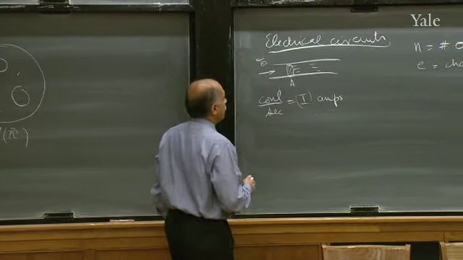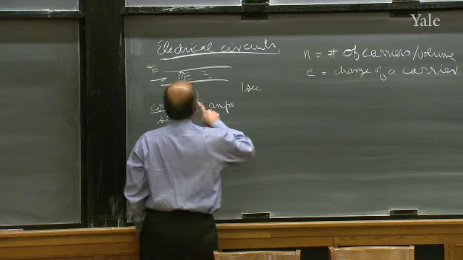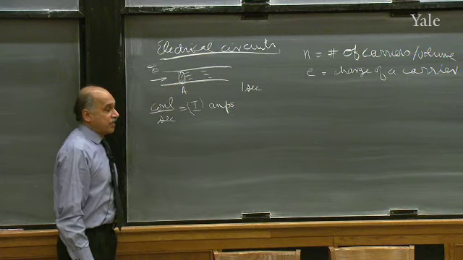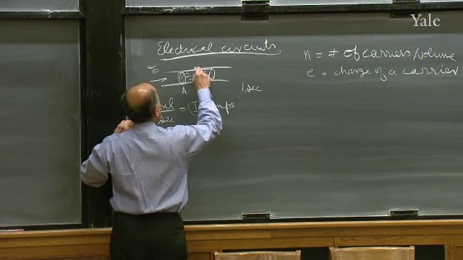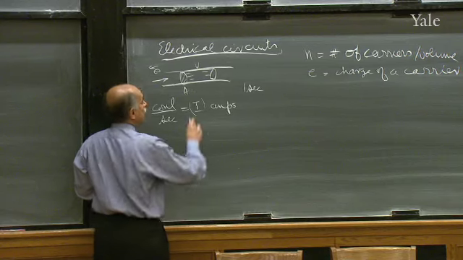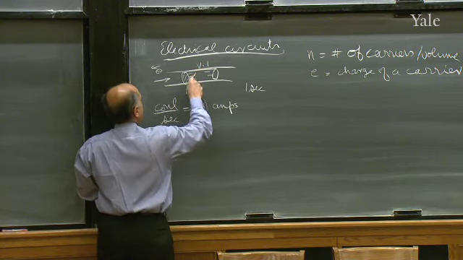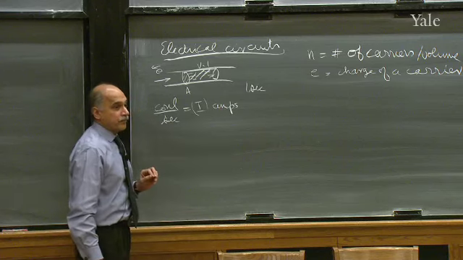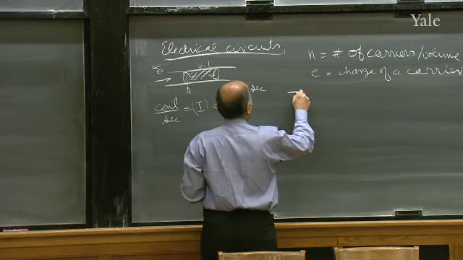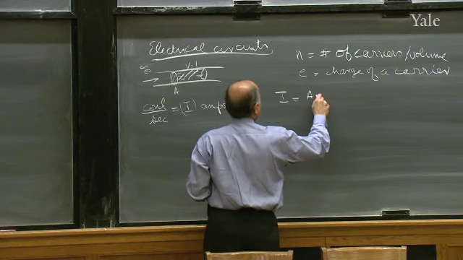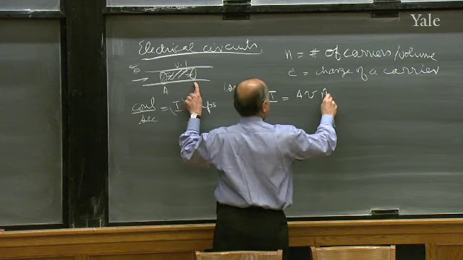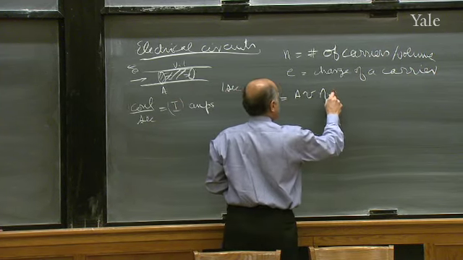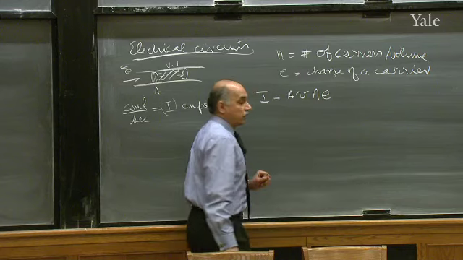So you can ask yourself, if you wait 1 second, how many coulombs will go past this checkpoint? You can see that it's a cylinder whose length is the velocity, because in 1 second it would have gone v times 1 second. All those guys have crossed the finish line. Therefore, the current will be A times v, which is the volume of stuff that has gone, times N, the number of carriers in that volume, times E, the charge of each carrier. That's the total current.